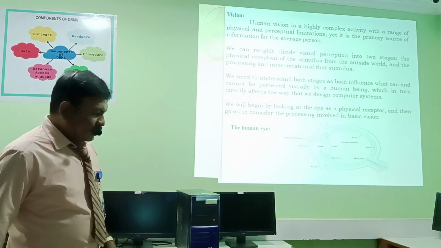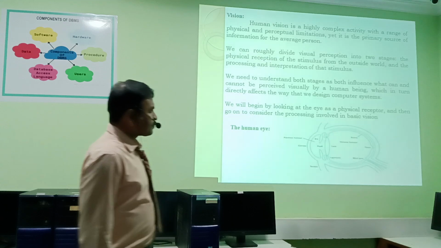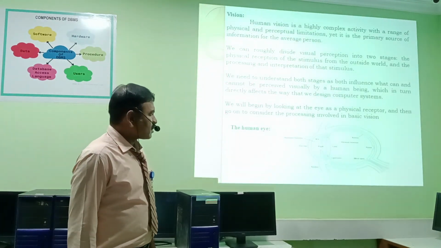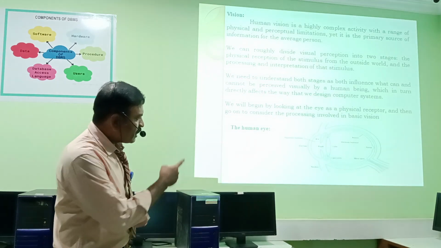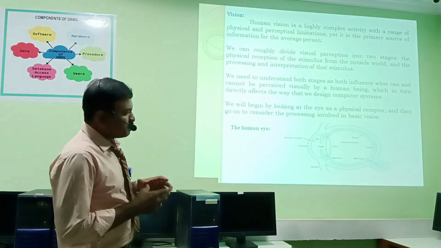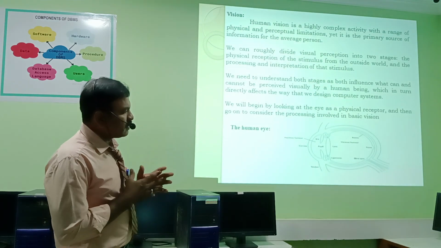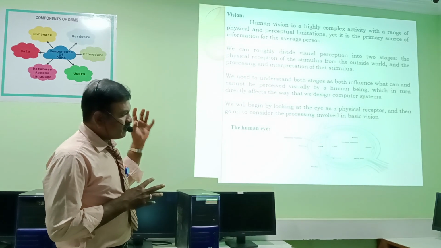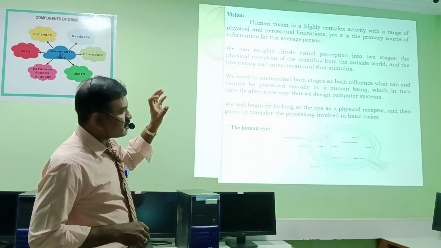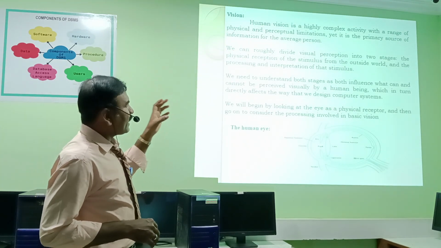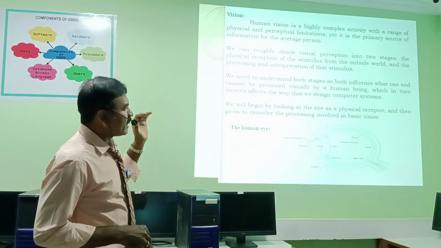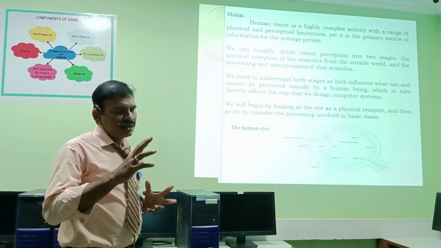See here we are specifying the human eye. The human eye has a cornea and lenses. If the lens expands, then the vision will be reduced. So here we need to understand both stages, as both influence what can and can't be perceived visually by human beings, which in turn directly affects the design of the system.